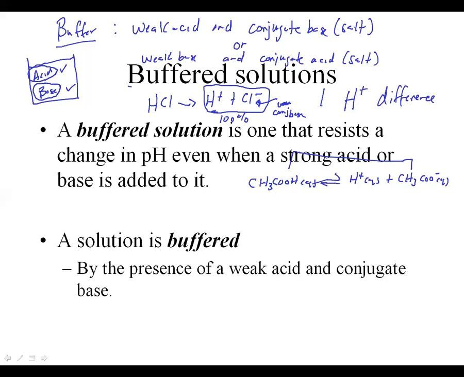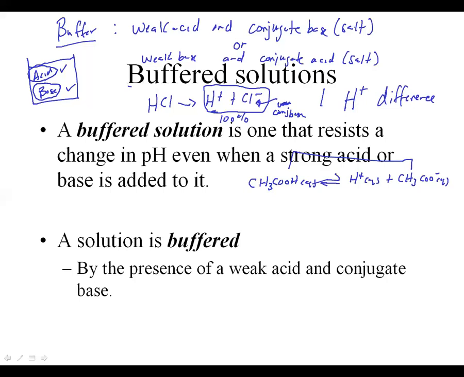Now, a buffer is a solution that will resist changes in pH. Also, sometimes people think about a buffer wrong in the sense that they think it is a neutral solution. And it could be a neutral solution, but you could also have a buffer that's acidic. You could also have a buffer that's basic. You can make a buffer at any pH you want.